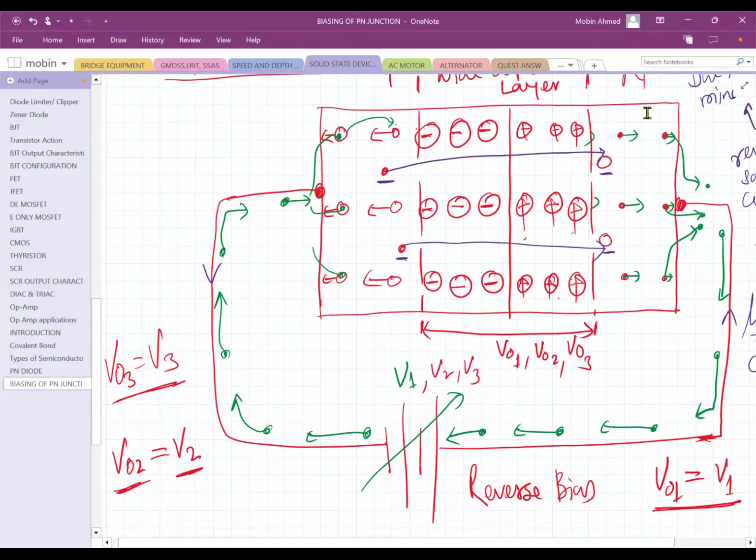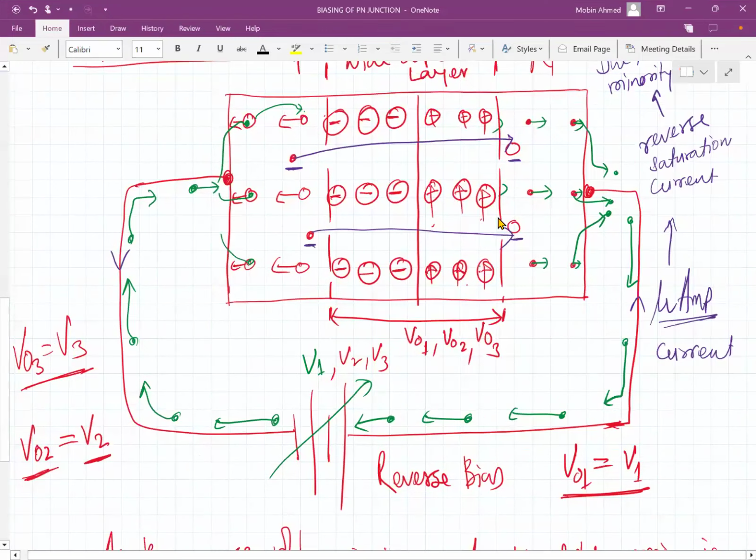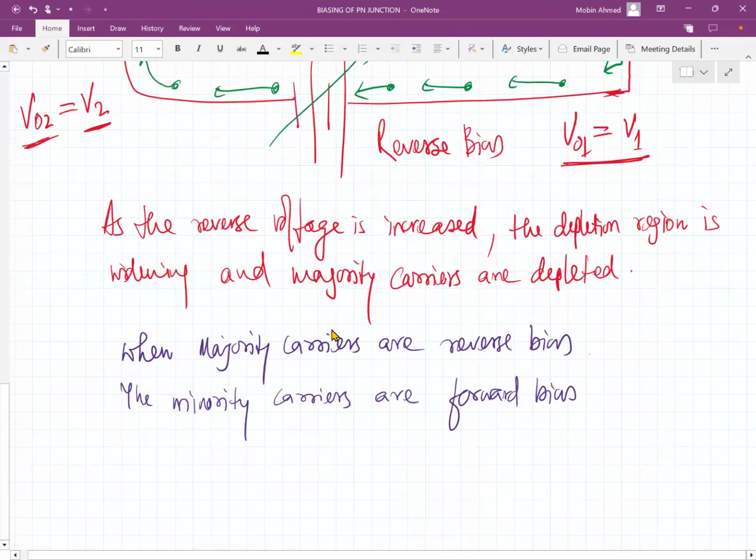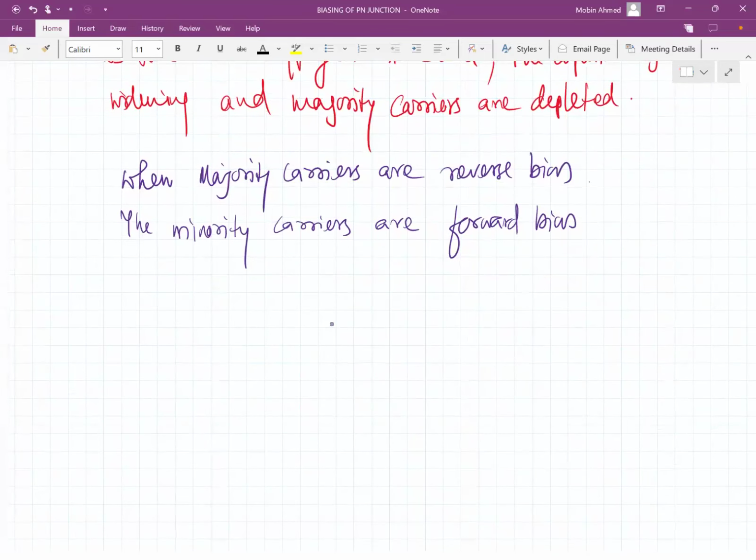So although the depletion region is very large, because this is the higher side of the energy and this side is the lower side of the energy, it will be easy to fall, and that's why it is able to cross. Whatever small energy we have given is more than sufficient. Now, the problem is not here.